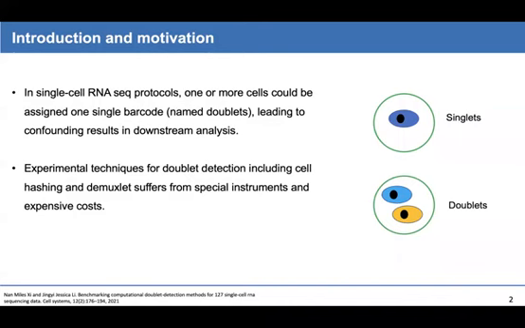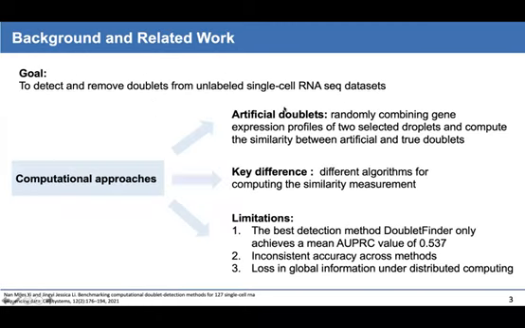So, a little bit of introduction and motivation. In single-cell RNA-seq protocols, one or more cells could be assigned one single barcode, as shown in this diagram, which are named doublets, and this will lead to some confounding results in downstream data analysis. Some experimental techniques for doublet detection, including cell hashing and demuxlet, have been developed. However, they suffer from special instrument requirements and expensive costs.